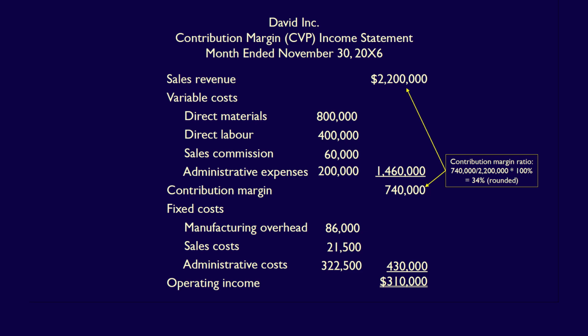What does it mean? It means that for every $1 of sales revenue, the company earns 34 cents of income, which can be used to cover fixed costs and to create a profit for the shareholders. So, 34% of every dollar will contribute to covering the fixed costs and the profit.